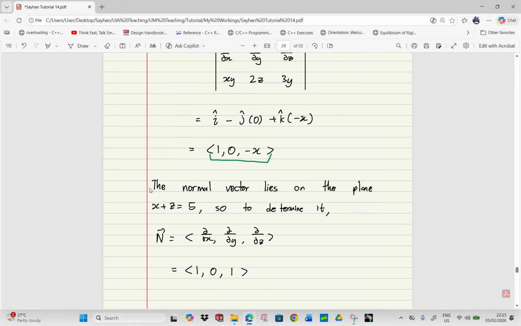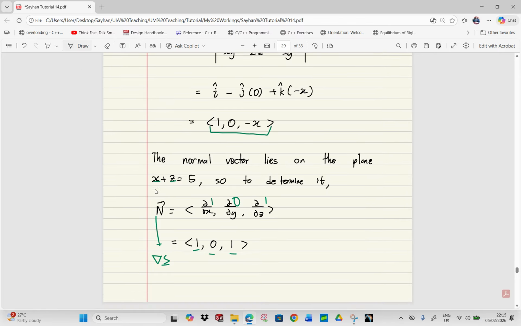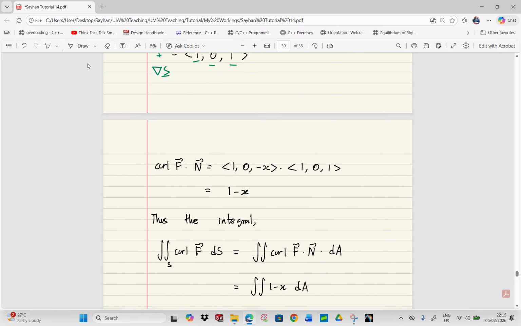The normal vector basically is the gradient vector of the surface. Our surface is a simple plane, so it just becomes 1, 0, 1, because there's no y, so del dy becomes 0. x is just 1, z is also just 1. Very simple. We find the dot product: 1 minus x.